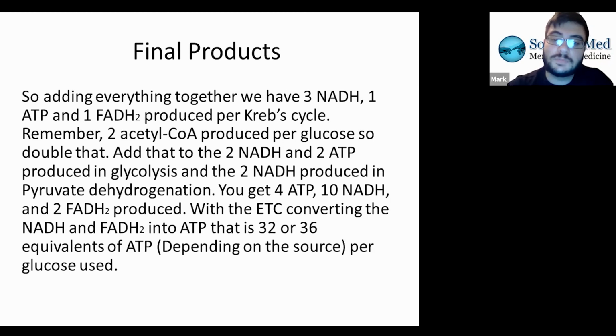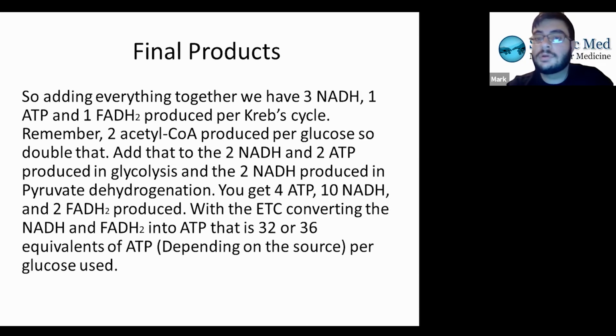With the electron transport chain converting the NADH and FADH2 into ATP, that is 32 or 36 equivalents of ATP. Again, it depends on the source. There's some contradiction, but I think the newer value is 32 rather than 36. So that's what I would suggest going with, but 36 is also an accepted value, a little bit older, but it depends what the MCAT wants to do. I doubt they'll ask you for counting. Okay, they'll usually tell you. So you get 32 or 36 equivalents per glucose used.